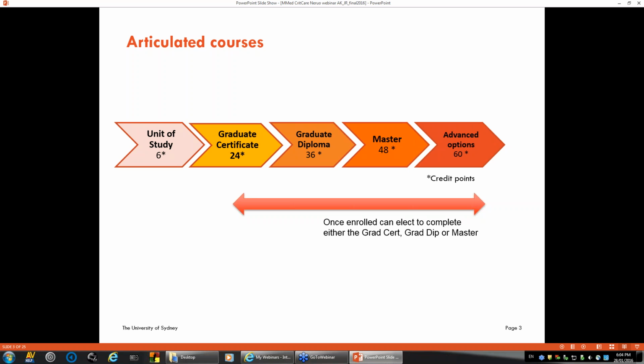Just to be clear also that once you're enrolled, you can apply to upgrade your degree or move to a lower credential. So if you start off with the graduate certificate and you're really enjoying it, you can convert to the graduate diploma. And likewise, if you start off in the master program and you feel that you can't complete, you can take the graduate certificate. There is an exception to this that Ruth will discuss in the clinical neurophysiology for scientists.